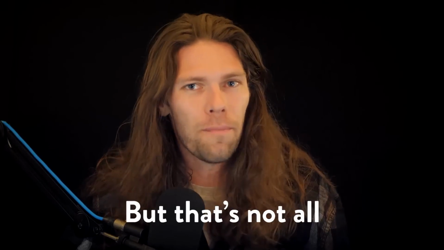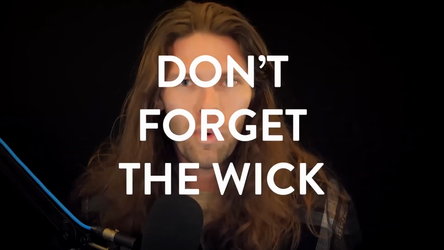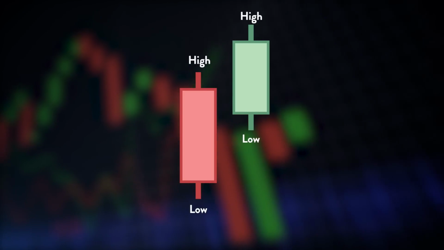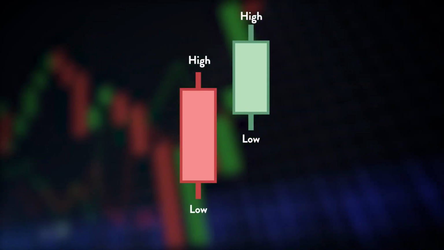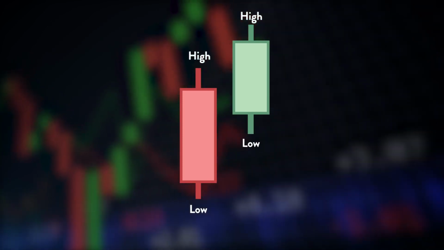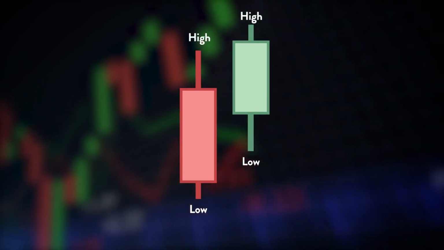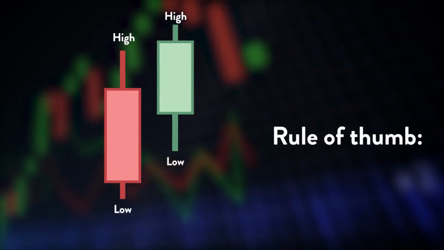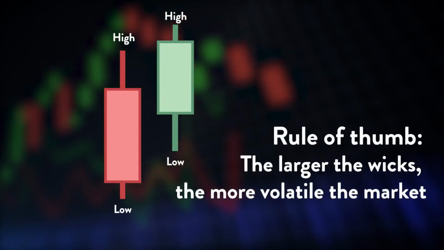But that's not all. Many new traders will forget to look at the wicks, and this is important. Don't forget the wick. That sounds dirty for some reason. That's what she said. The wicks tell us what the highest and lowest prices were for the day or whatever time interval your candles are set to. Very often, the wick extends past what a candle's opening and closing prices are. So as a rule of thumb, we say the larger the wicks, the more volatile the market.